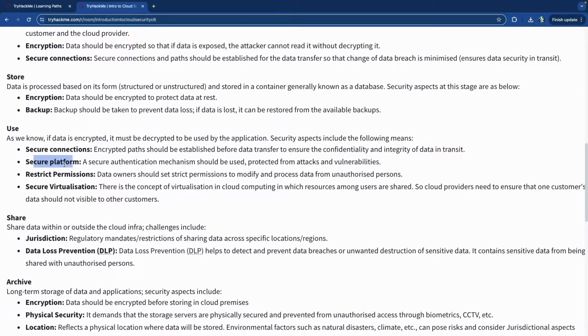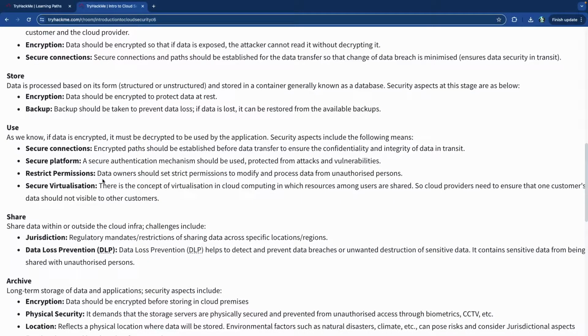And then you have a secure platform that is using it. So an authentication mechanism needs to be used so that it can be protected from attacks and vulnerabilities. Restricting permission so that there's only a handful of people who can access it. And then the owners of the data create and set strict permissions to be able to read, modify, delete the data based on their rule sets, and anybody who's unauthorized shouldn't be able to do any of that stuff. They shouldn't be able to read it if they're not supposed to. They shouldn't be able to write to it or delete it if they're not supposed to.